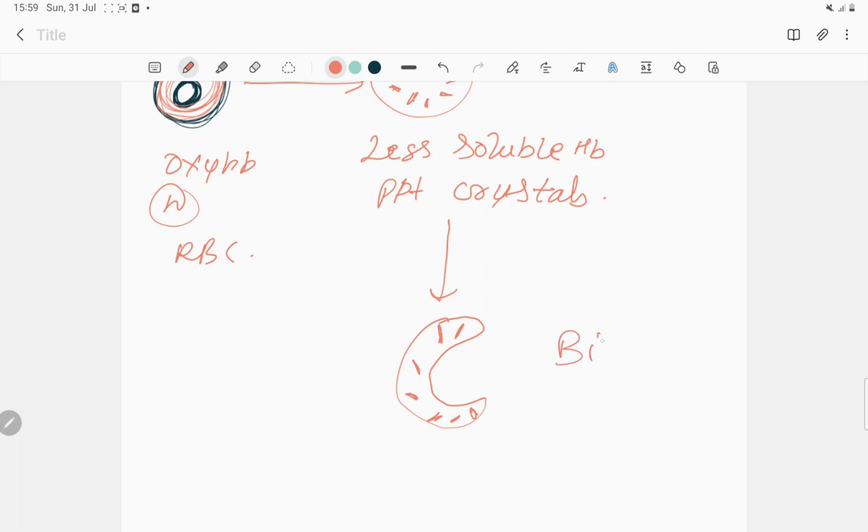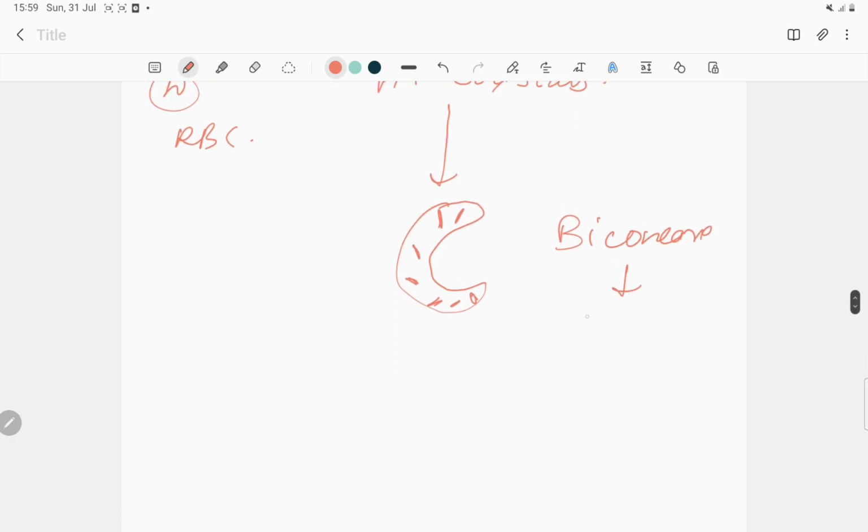Now the biconcave shape will be converted into a sickle shape. In Hindi we call it hasiya. Sickle is hasiya. Okay, so it is looking like a hasiya here. So there is a change in shape.